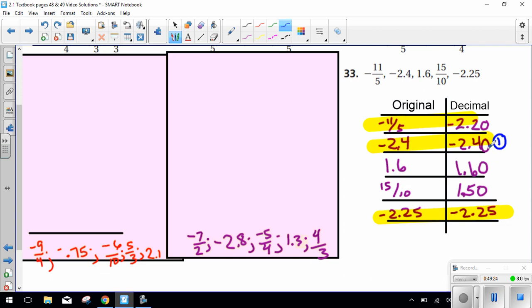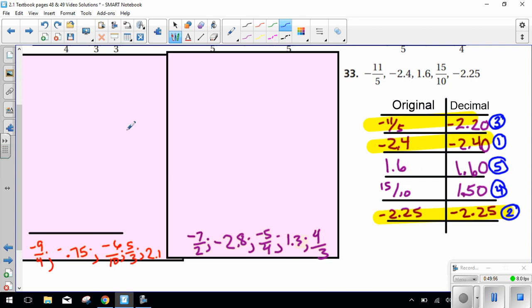Okay, who is farther from 0? 20 cents or 25 cents? And hopefully you are saying 25 cents. And then obviously the next one is this, because that's the last negative. Now we look at the positives from 0. Okay, now we're positive. Who comes next? $1.60 or $1.50? And hopefully you're saying $1.50, and then finally $1.60.